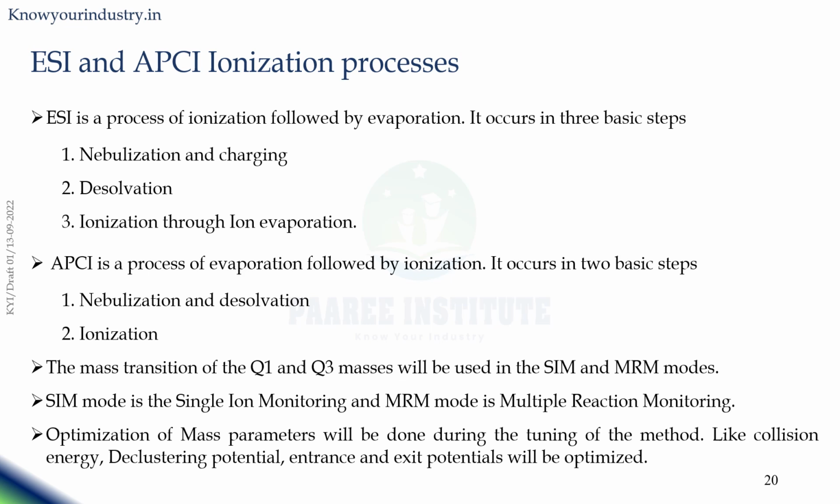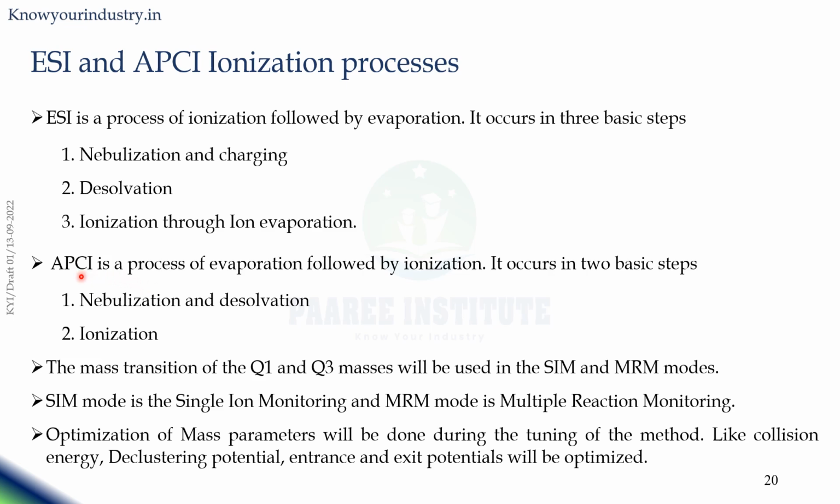The mass spectrophotometric detectors have different probes based on the ionization process. There are ESI probes and APCI probes, and these probes follow different ionization processes. First, the ESI probe is a process of ionization followed by evaporation. It occurs in three basic steps. First is the nebulization and charging of the molecules, then dissolution, and finally ionization through ion evaporation.